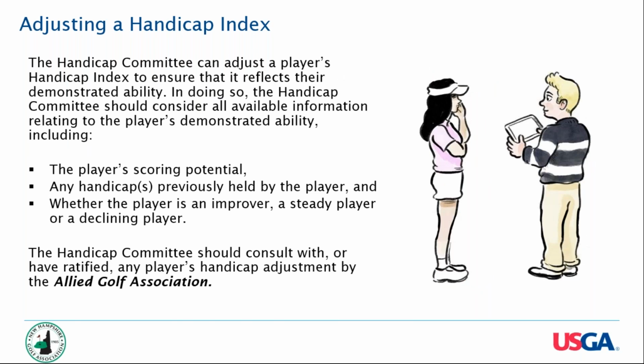All right. The handicap committee can adjust a player's handicap index to ensure that it reflects their demonstrated ability. In doing so, the handicap committee should consider all available information relating to the player's demonstrated ability, including the player's scoring potential, any handicaps previously held by the player, and whether the player is an improver, a steady player, or a declining player. The handicap committee should consult with or have ratified any player's handicap adjustment by the Allied Golf Association. So that is the NHGA.